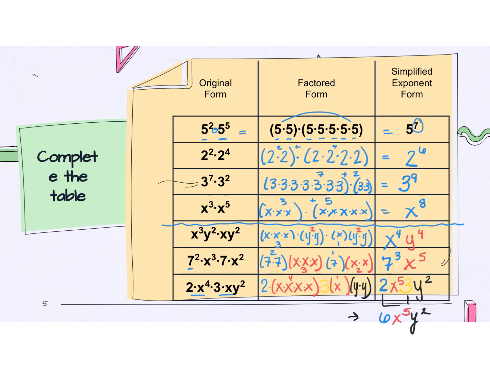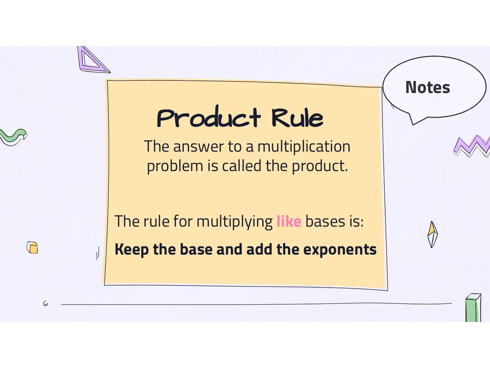And this right here is where we are hoping to get you to. As you can see, this is a note page. What is the product rule? Well, the answer to a multiplication problem is called the product. So if the answer to a multiplication problem is called the product, this would be the product rule. The rule for multiplying like bases is this. You keep the base and you add the exponents. That is your rule.